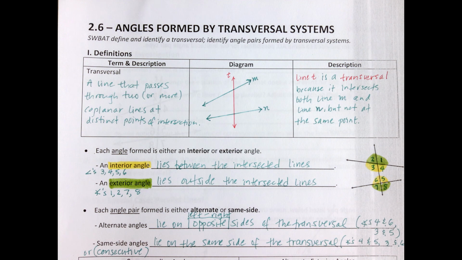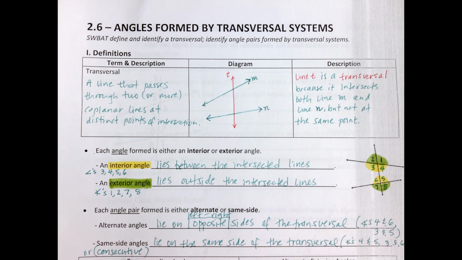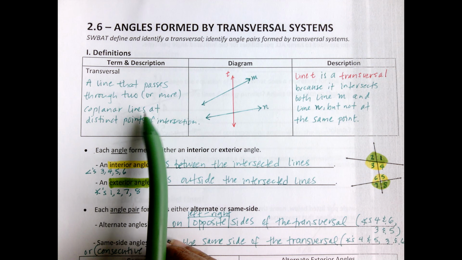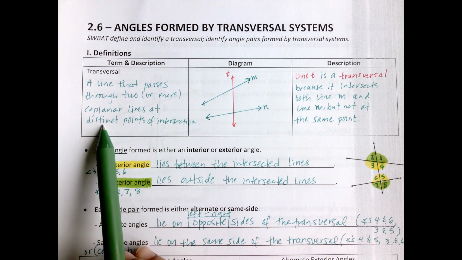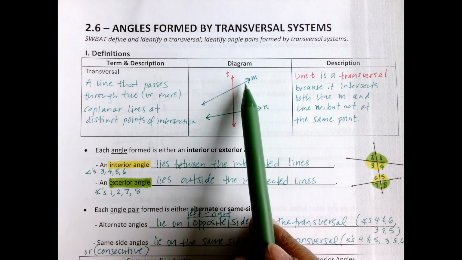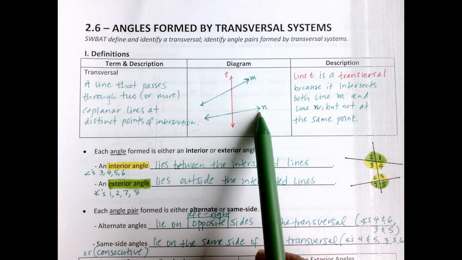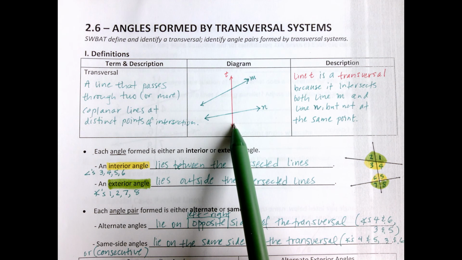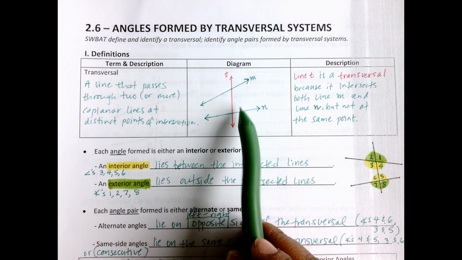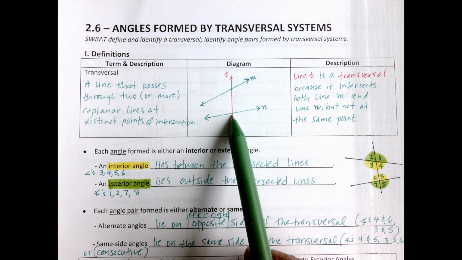So let's fill in the definitions here. A transversal is literally a line that passes through two or more coplanar lines at distinct points of intersection. Okay? So, for example, we have lines M and N. The transversal here is line T. And line T passes through lines M and N at two distinct points of intersection. And these are those points. And so, of course, angles are formed when that happens.